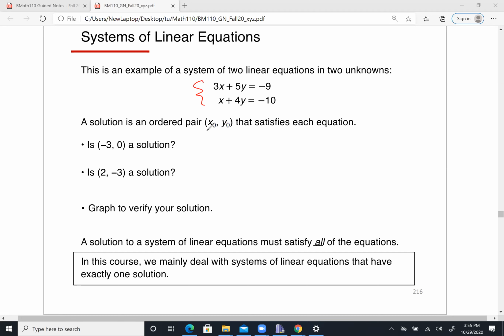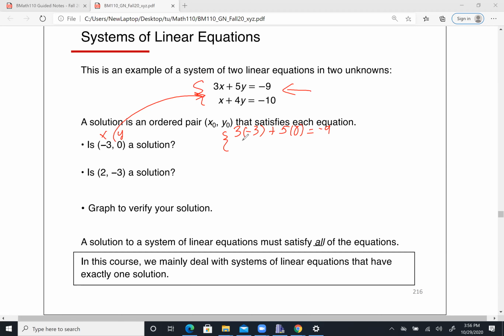So a question: is (-3, 0) a solution for this system? How do we answer this one? We're going to substitute this ordered pair into the system and see what happens. So I have 3 times x; x now is -3 and y now is 0. So -3 plus 5 times 0 equals -9.